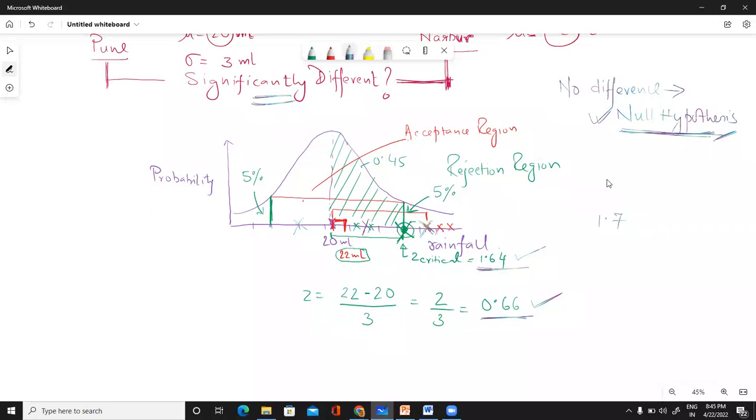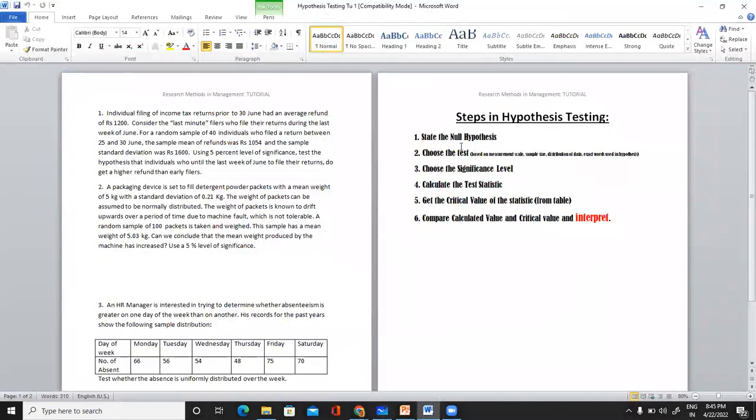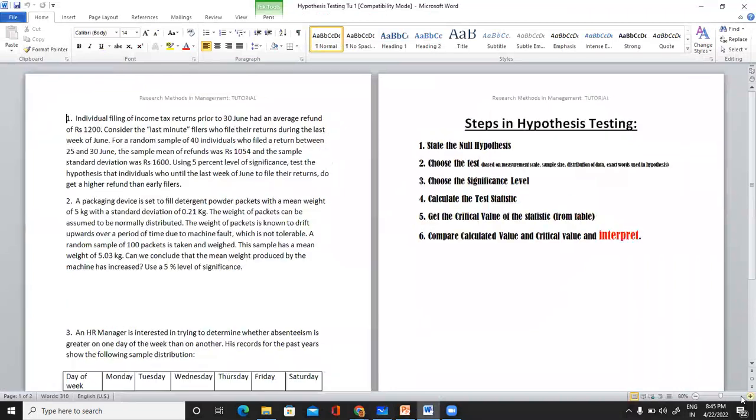I'll share the steps also. So these are the steps basically. Whenever we want to do hypothesis testing, this is what we do. First, we state the null hypothesis. In this case, the null hypothesis will be there is no significant difference between rainfall in Pune and Nagpur. Then choose the test. Actually, there can be a couple of different types of tests, but only one test we have discussed, so this choosing step actually is not there.